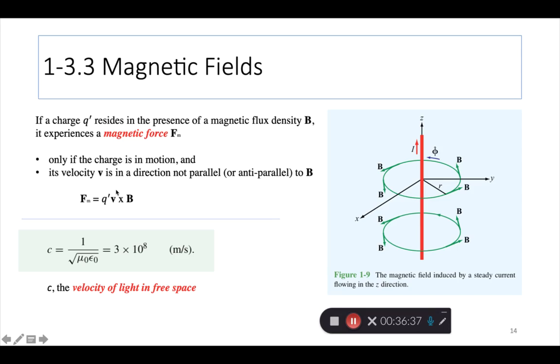Another thing is force. Similar to what we saw for electric fields, if a charge Q is somewhere in this neighborhood, then the magnetic force experienced is given by this formula. Another important factor that connects mu 0 and epsilon 0 is c. Isn't this surprising? c is the velocity of light in free space, and this formula is important. We'll use it later in problems.